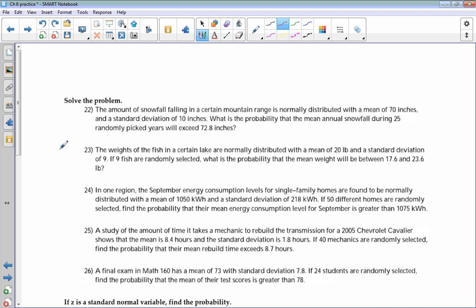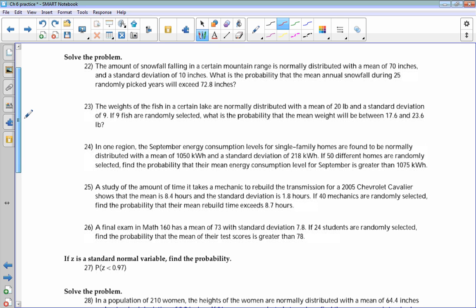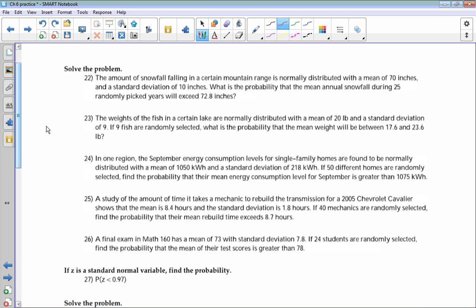Okay, here we have several different application problems. We're going to do those again on our calculator. Again, my recommendation is you always draw the picture first. This is where we're going to move now into using the central limit theorem, because I'm not picking one annual snowfall as in the first one. I'm going to be picking 25 random years. So 25 random years.